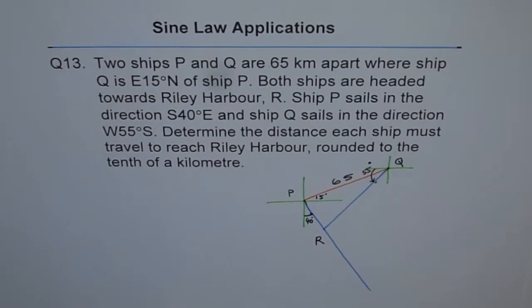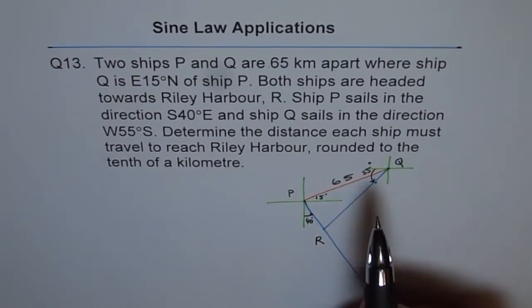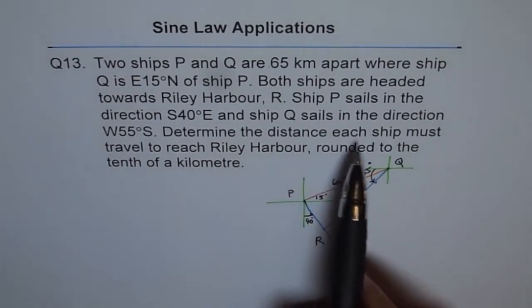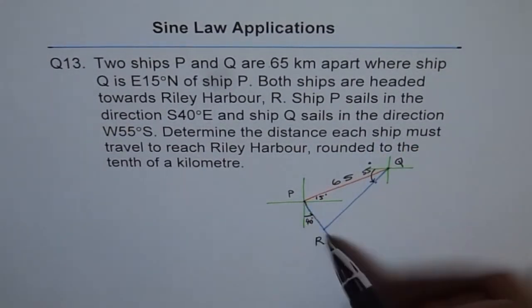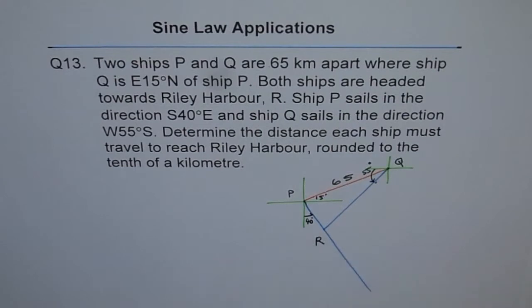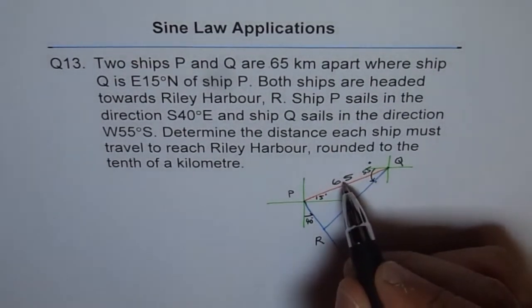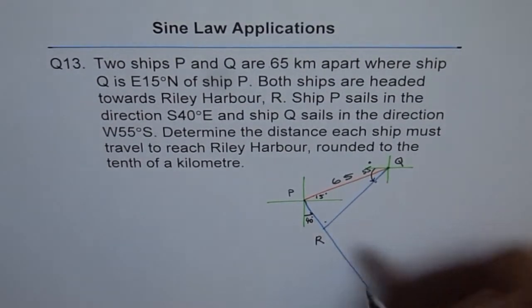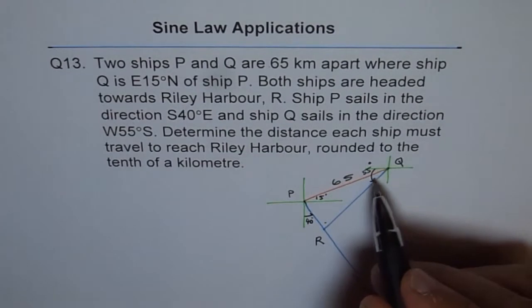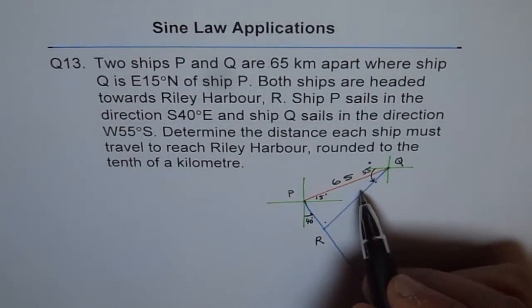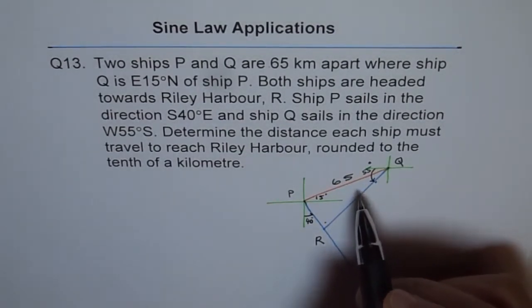Now what we need to find is the distance each ship must travel to reach Raleigh Harbour. So PR and QR is what we need to find. Now let's try to figure it out. We know this side, so important for us is to find this angle. To find this angle, we have to find the rest of the angles, correct?